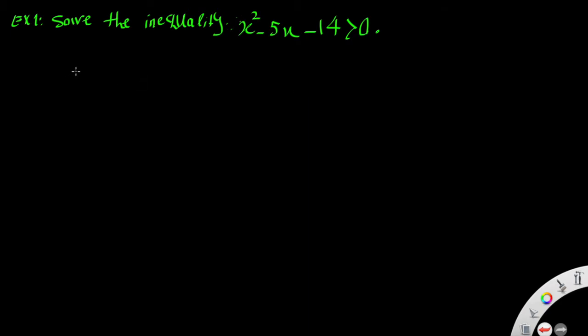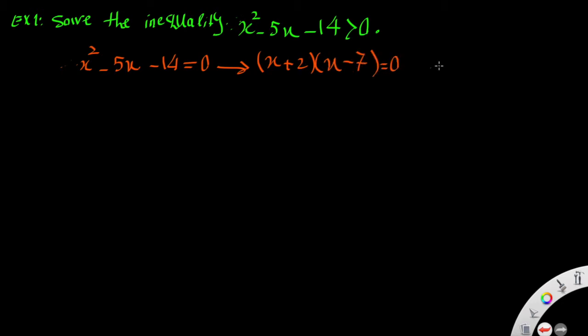Step 2, you should solve the corresponding quadratic equation. I don't know why I keep writing 2 at the beginning. So it is x squared minus 5x minus 14 is equal to 0. I do factorization. It will be x plus 2 times x minus 7 is equal to 0, giving you an answer of x is equal to negative 2 and x is equal to 7.